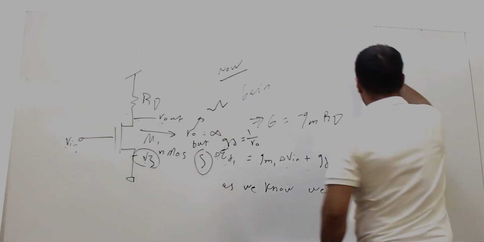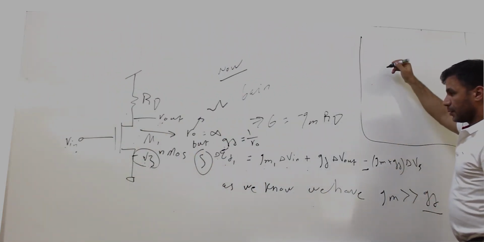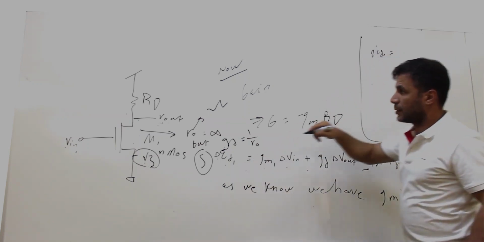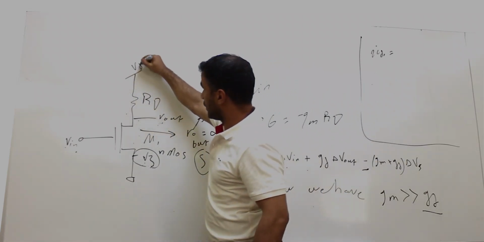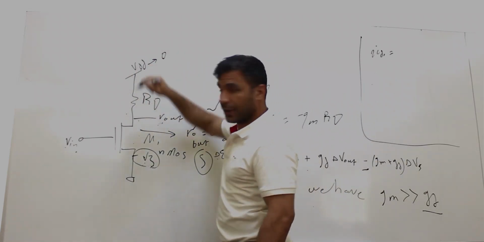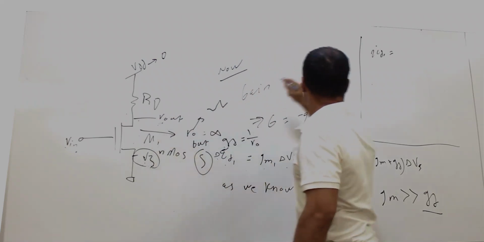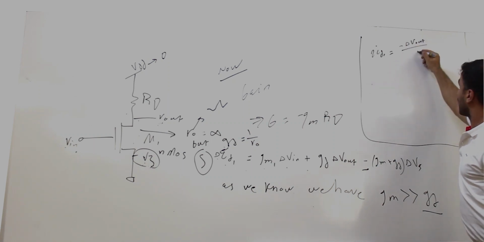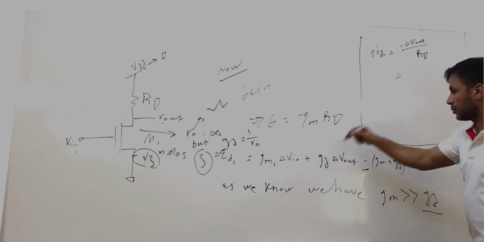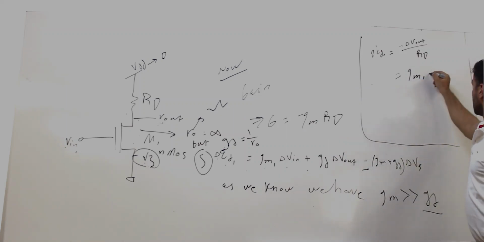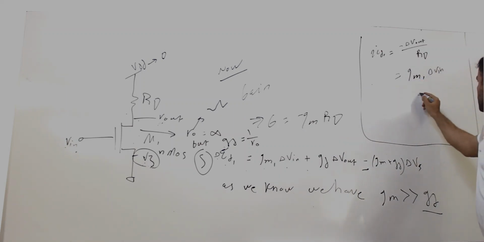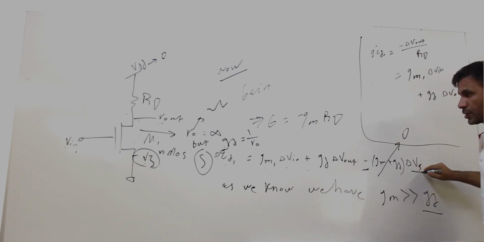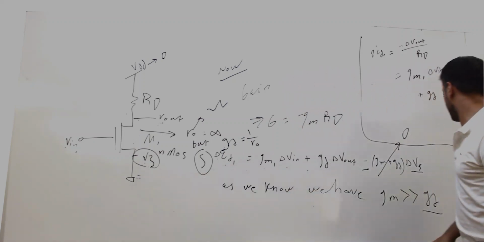We have over here delta ID1. Delta ID1 also equals, now, this is a DC VDD, which in AC equals 0. It is grounded. So delta ID equals minus delta V output over RD, equals GM1 delta Vn plus GD delta V out, and this goes to 0 because this is a 0 at V source.